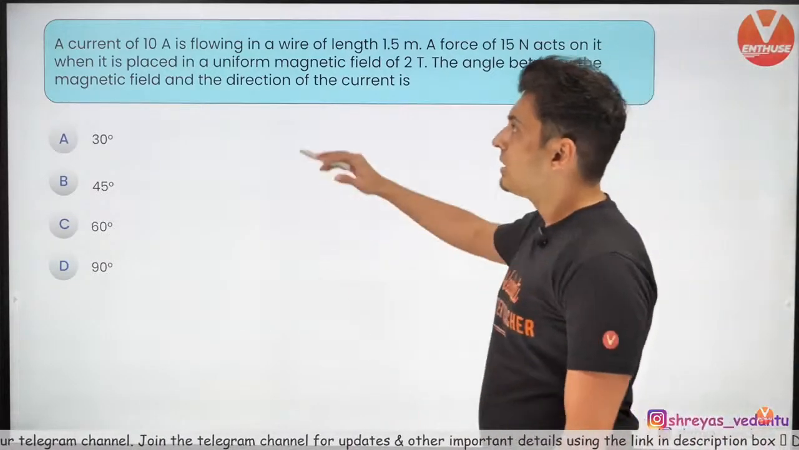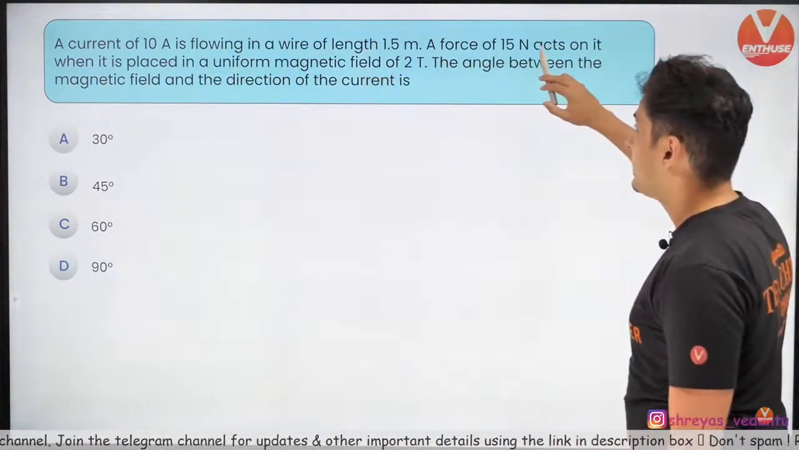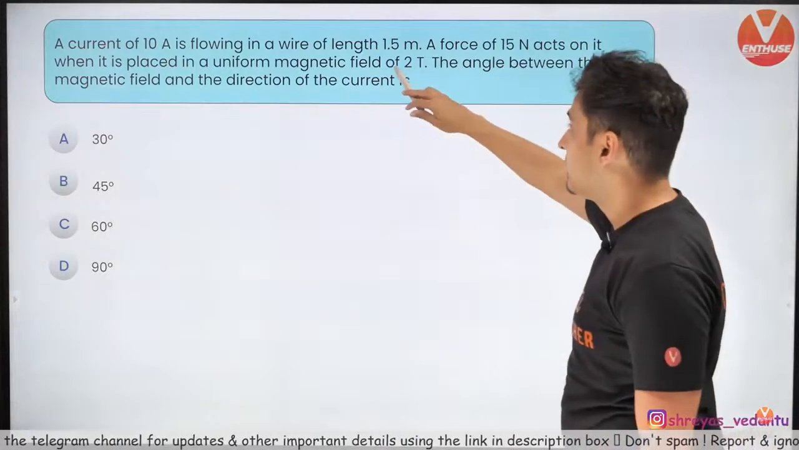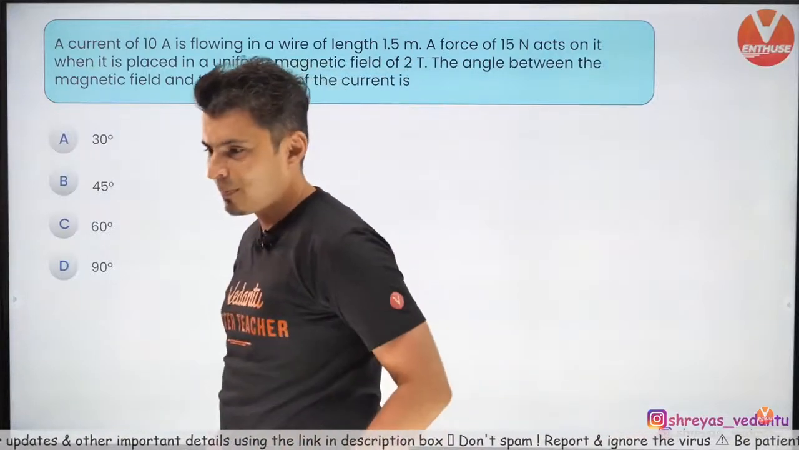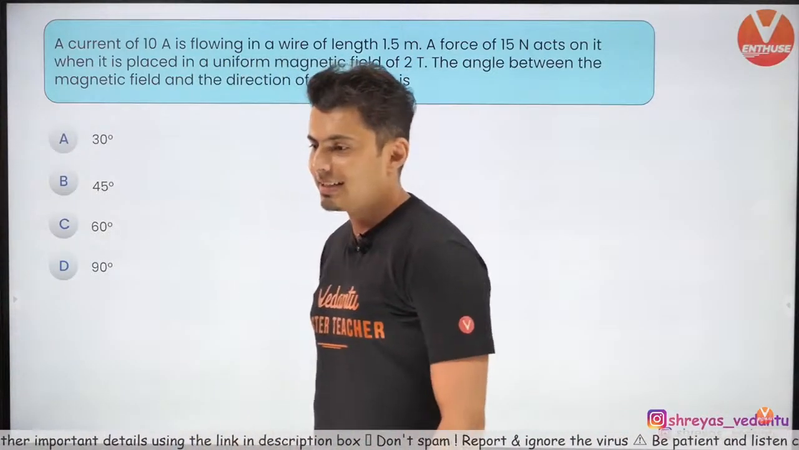Next question. There is a current which is flowing in a wire. A force of this much acts in the field. The angle between the field and the current is. Okay, let's see.